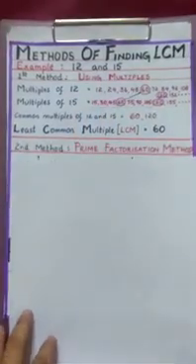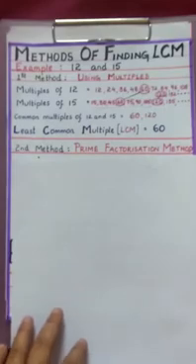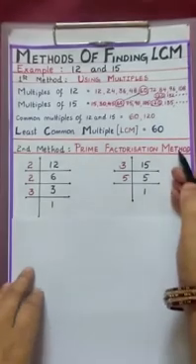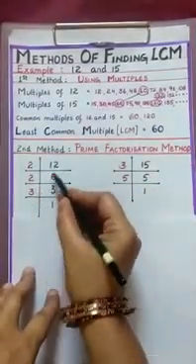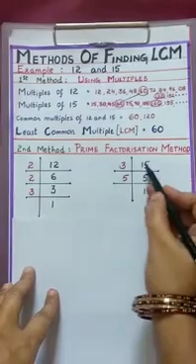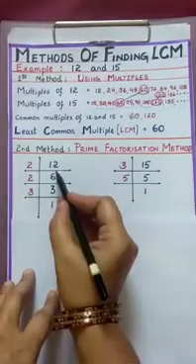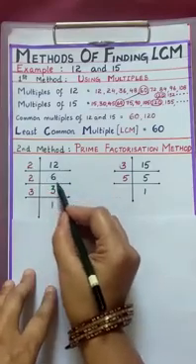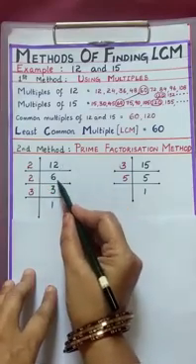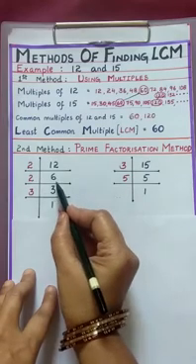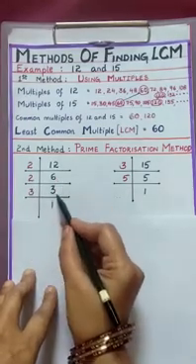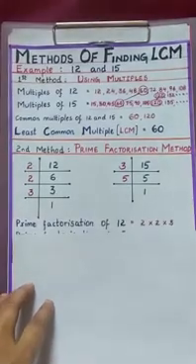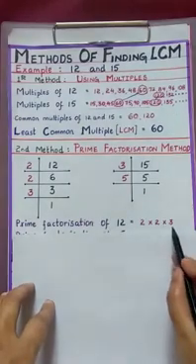Now let us find it in the second method, that is the prime factorization method. To find the LCM, let us find the prime factorization of the given numbers 12 and 15 in division method. Here 12 is an even number, so it is divisible by 2. 2 sixes are 12. Again 6 is an even number, so it is divisible by 2. 2 threes are 6. 3 is a prime number which is divided by itself. 3 ones are 3. So the prime factorization of 12 is 2 into 2 into 3.